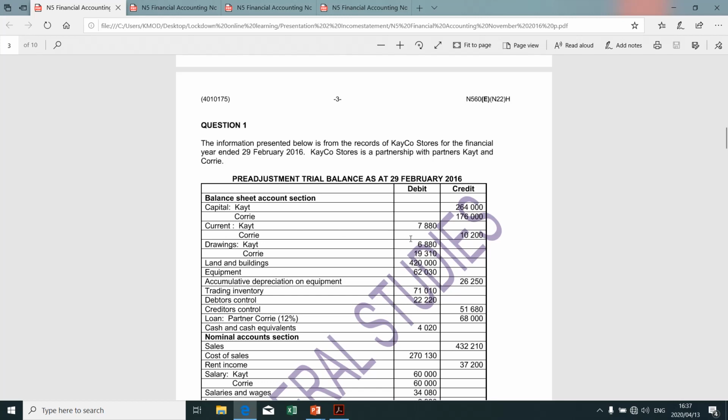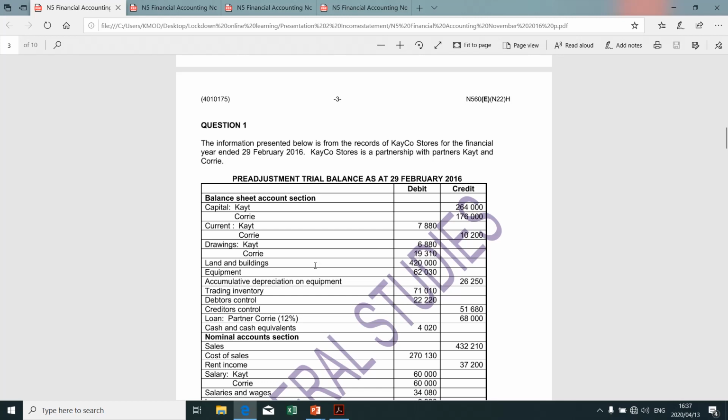Those two amounts will be reflected under the respective partners as they are referred to as balances at the beginning of the year. So we're going to reflect an amount of 7,880. Remember, it will have a negative sign on the current account because it has a debit balance. For Kate and for Corey, it will be 10,200. It will be taken to the current account.